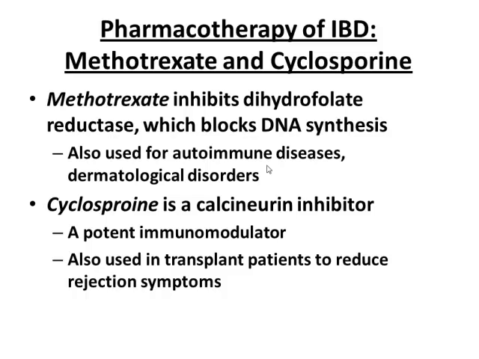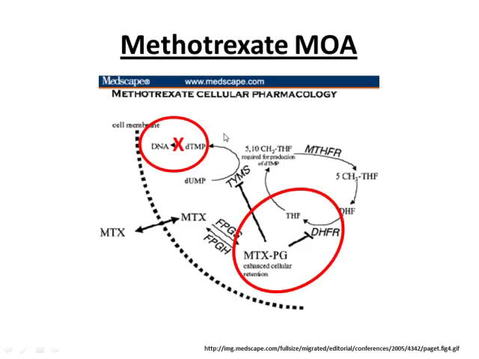Cyclosporin, which is misspelled here, it should be cyclosporine, is a calcineurin inhibitor. It's a potent immunomodulator that also gets used for people who have transplants to reduce rejection symptoms. I heard Dick Cheney got a new heart, so he's on cyclosporine, right? He's not my favorite guy.